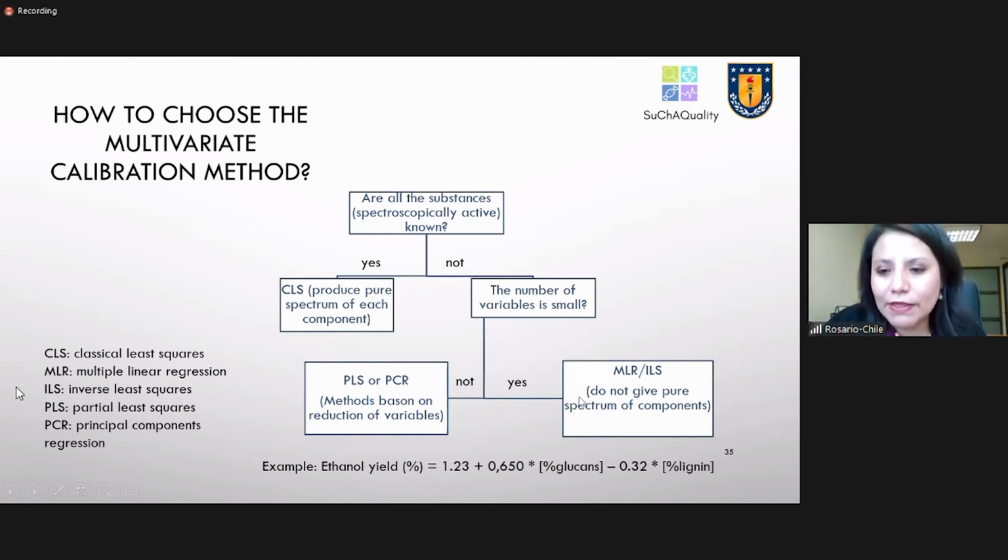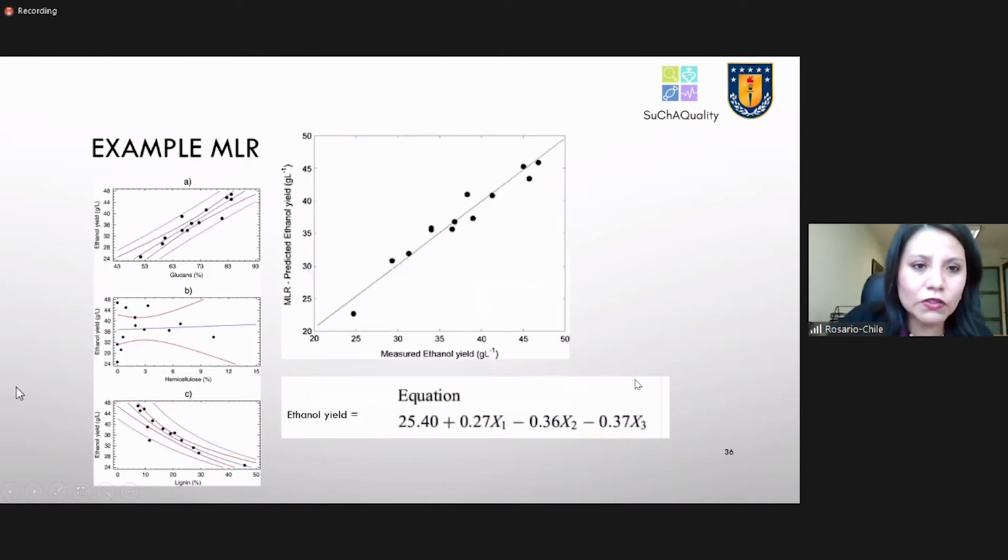So I will describe briefly with an application this method, multiple linear regression, in the determination of the ethanol yield produced from wood. The wood is submitted to a chemical pretreatment in order to separate the components of wood that are glucans, hemicellulose, and lignin.